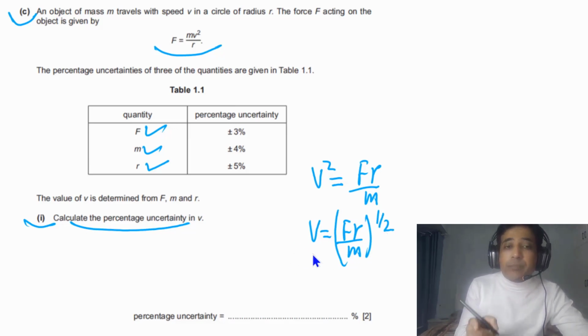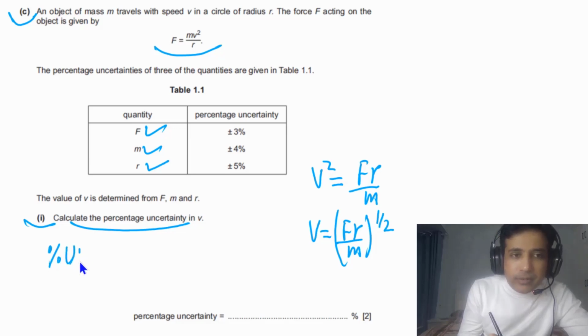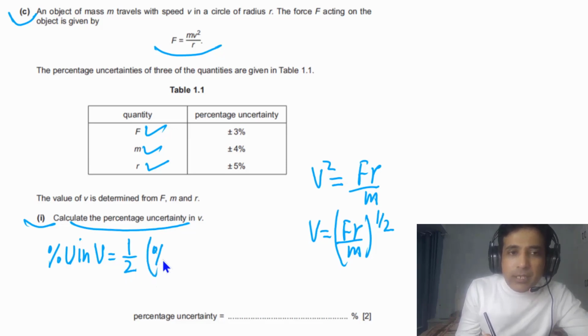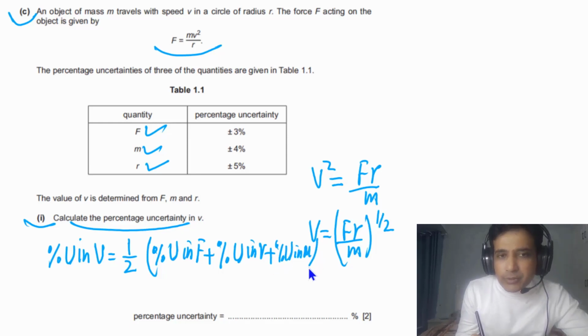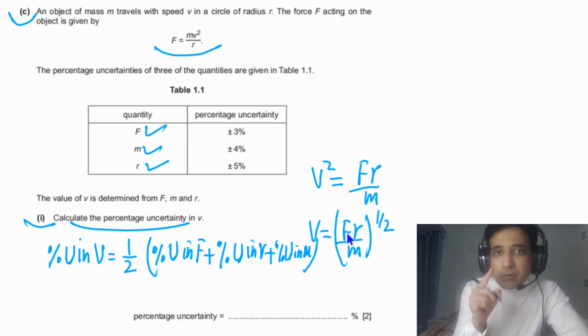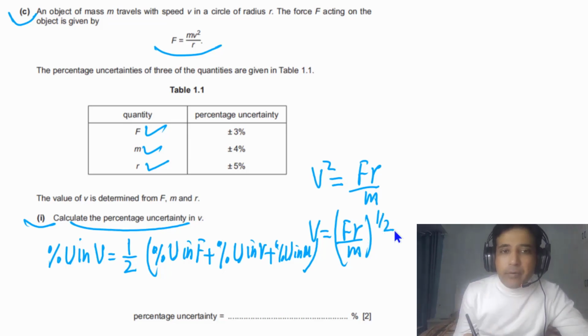We need to calculate the percentage uncertainty in V. So the percentage uncertainty in V will be equal to 1 by 2 times the percentage uncertainty in F plus the percentage uncertainty in R plus the percentage uncertainty in M. This is the point we need to understand: these quantities are multiplied and divided, so we add percentage uncertainties, and because there is a power, we multiply by the power, which is 1 by 2.